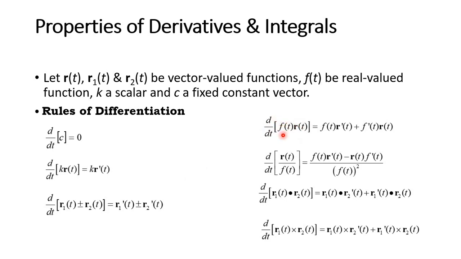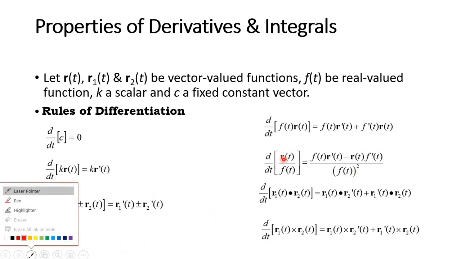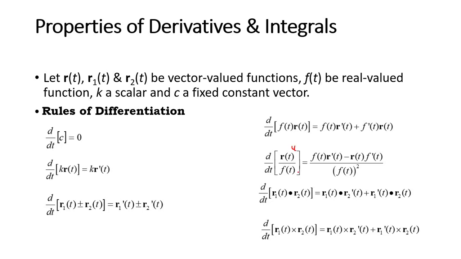d/dt of f(t) r(t). Once you have a product rule, it's like u v, so this is u v' plus v u'. This is a product rule. This is a quotient rule: d/dt of r(t) over f(t), where v is the denominator f(t), so we have v u', which is r'(t), minus u v', divided by v squared. So that this is u v, so v u' minus u v', and this is u v' plus v u'.